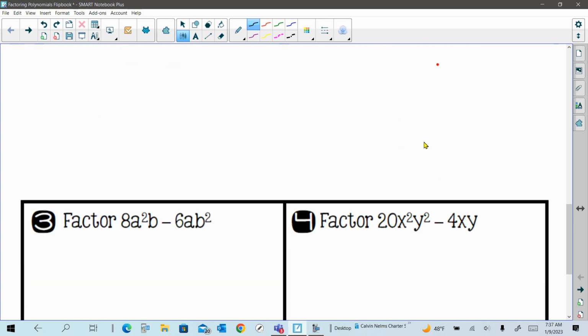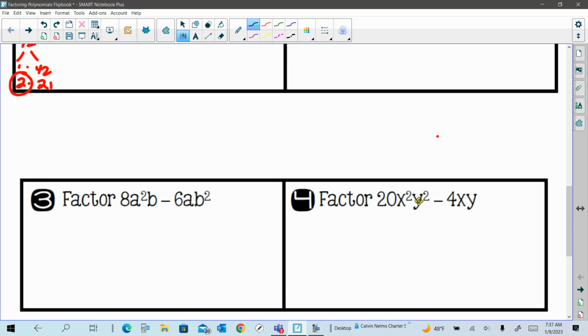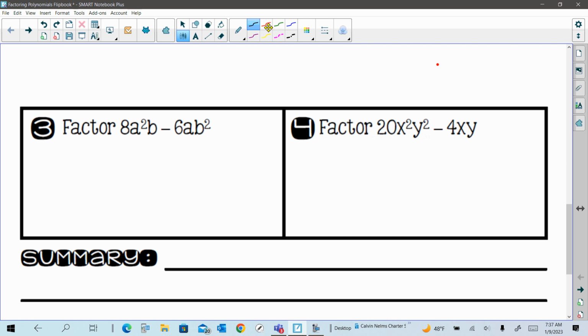So number 3 is kind of more like what we see on the next example. Look at the numbers. Between 8 and 6, the GCF is 2. And then look at your variables, a to the second power and ab to the second power. The smallest between the a's is just an a, which was this a right here. And the smallest between the b's is just the singular b.